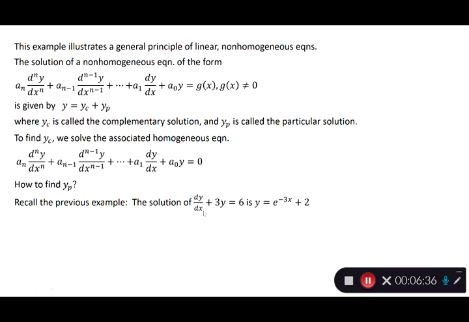In the previous example, we got dy/dx plus 3y equals 6. For that differential equation, we got the general solution to be y equals e to the negative 3x plus 2. Can you figure out which one constituted y sub c and which one constituted y sub p? What is y sub c? It's the complementary solution, which is the solution of the associated homogeneous equation. Didn't we find that the associated homogeneous equation had e to the negative 3x as its solution? So that's the y sub c. And the other one, the 2, is the y sub p. As simple as that.